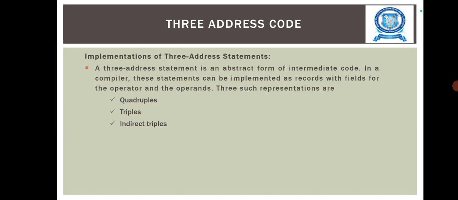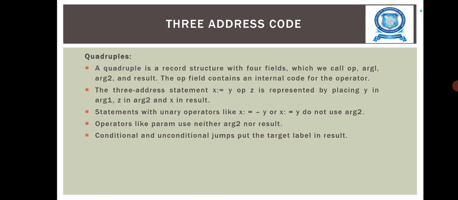Implementation of three address statements. A three address statement is an abstract form of intermediate code in a compiler. The statements can be implemented as records with fields for the operator and the operands. Three such representations are quadruples, triples, and indirect triples.